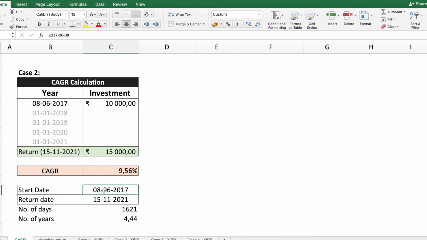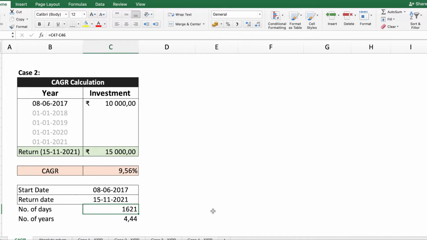So our starting date is 8th June. Our return date is 15th November. So let's calculate the number of days, and it's very easy to calculate in Excel. What you do is the final date minus the starting date. That's what I did here, right? This minus this gives you how many days?